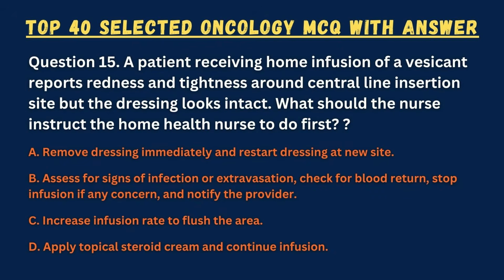Question 15. A patient receiving home infusion of a vesicant reports redness and tightness around central line insertion site, but the dressing looks intact. What should the nurse instruct the home health nurse to do first? A. Remove dressing immediately and restart dressing at new site. B. Assess for signs of infection or extravasation. Check for blood return. Stop infusion if any concern, and notify the provider. C. Increase infusion rate to flush the area. D. Apply topical steroid cream and continue infusion.